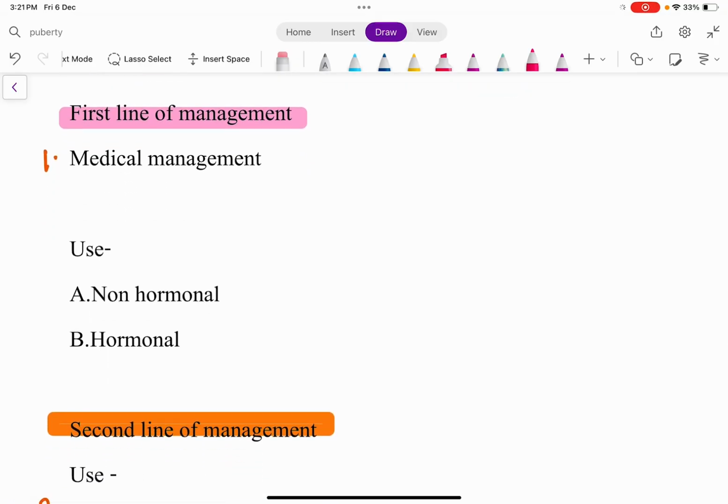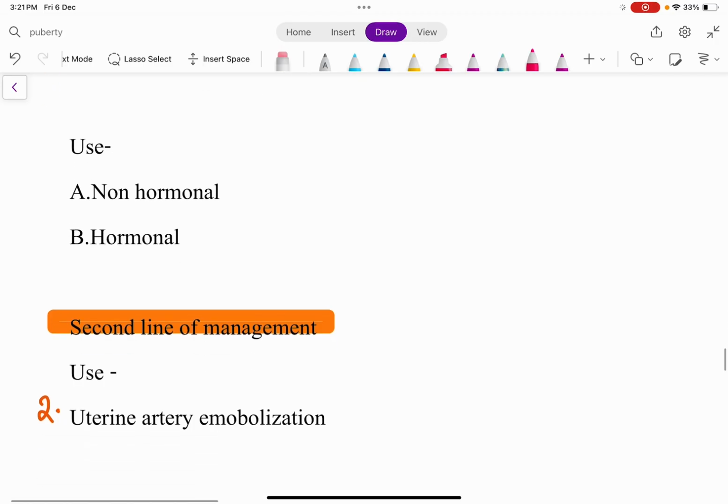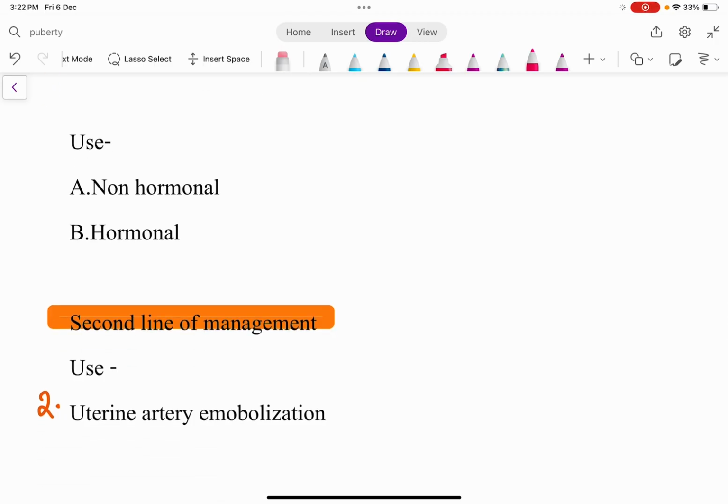While discussing the management of fibroid, the first line of management is always going to be medical management. There are actually two uses of this medical management. As we all know, the major complaint of a patient with fibroid is heavy menstrual bleeding. Along with that, she might also be experiencing some pressure symptoms, dysmenorrhea, and so on.